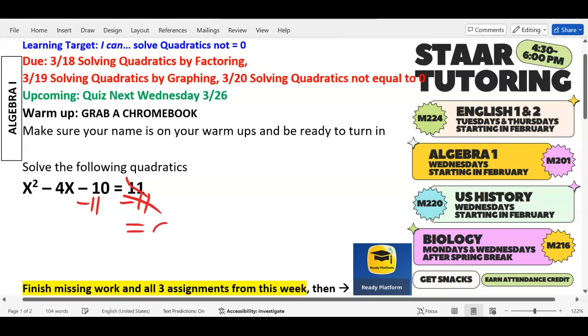By the way, we're about to turn in this warm-up. Is everyone locked in on the warm-up? You can do corrections after this, but make sure you have your warm-up out.